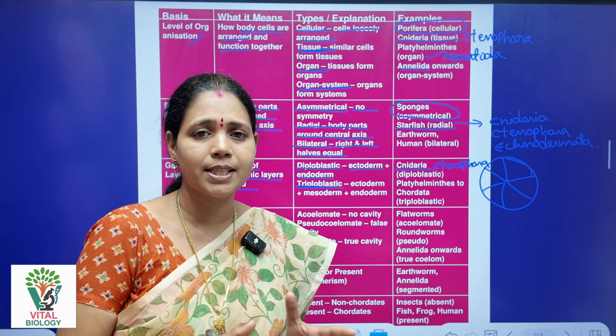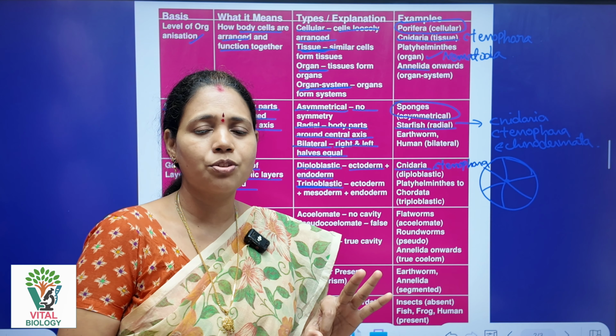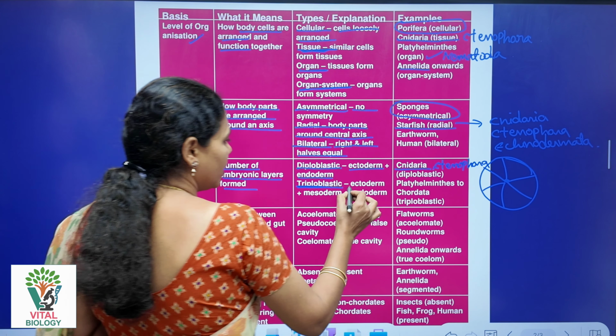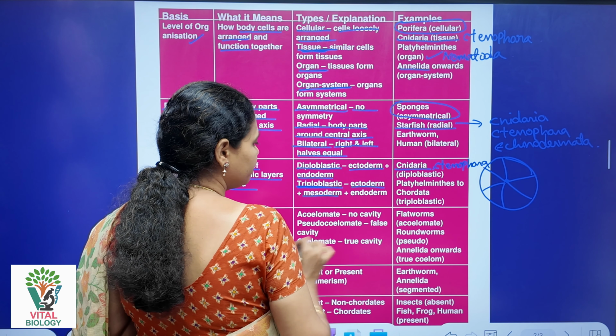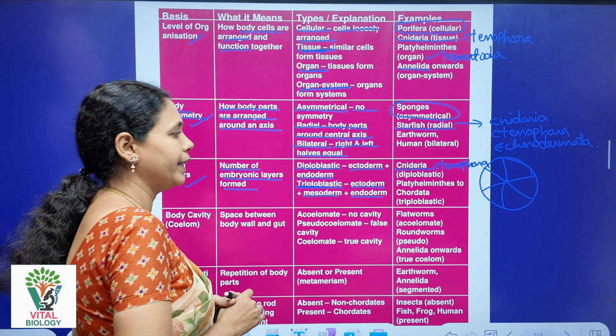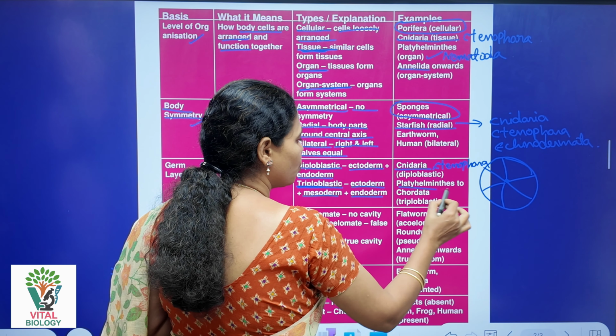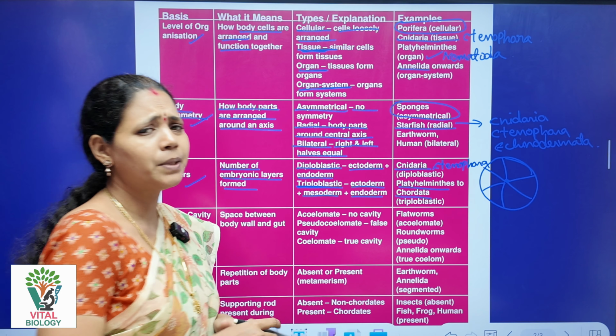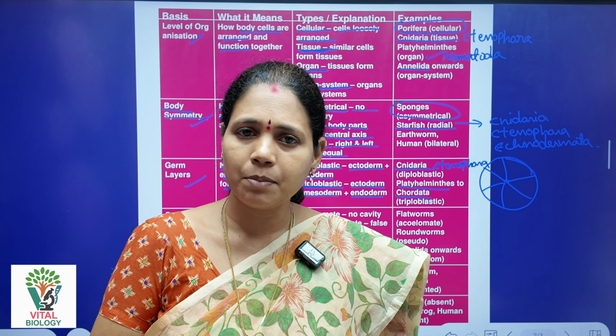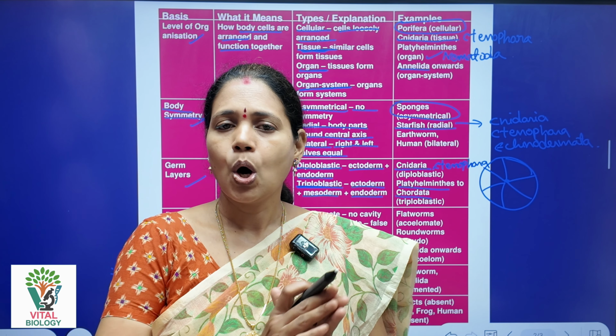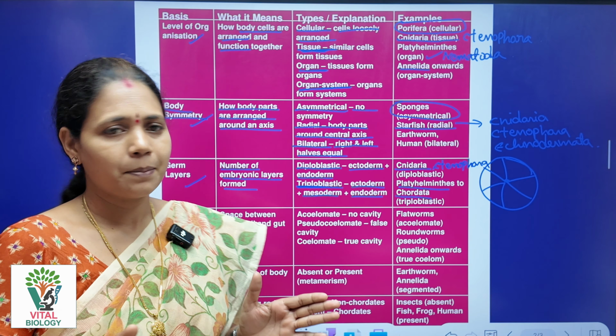Whereas another type of animal is the triploblastic animals. Triploblastic means all 3 germ layers are present, that is ectoderm, mesoderm and endoderm. So all the 3 layers we can see, and examples are Platyhelminthes up to the chordates, means up to the mammals. All these are triploblastic animals.